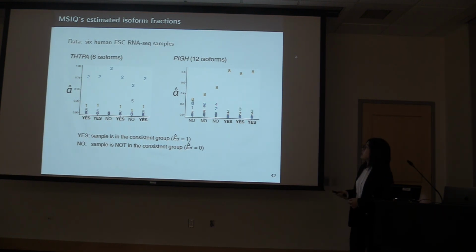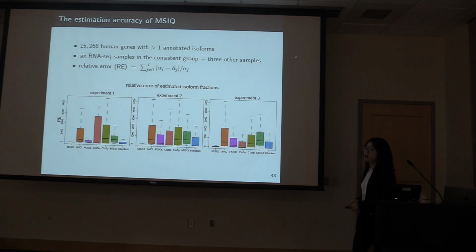And this shows that if we allow higher weights on this consistent group, we have a better chance to improve the quantification of isoform expression levels. We also compare the performance of MIS-IQ with several other quantification methods based on human genes with multiple annotated isoforms. And in each experiment, I mix 6 RNA-seq samples in the consistent group with 3 other samples and calculate the error rate of each method after isoform quantification.